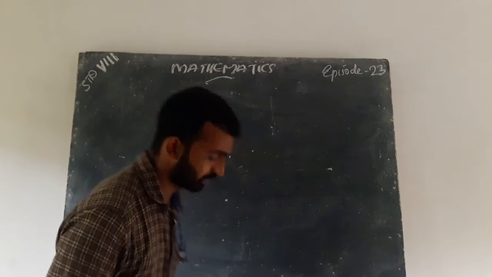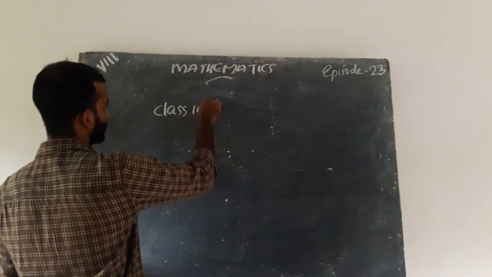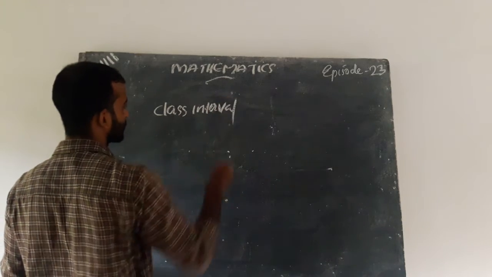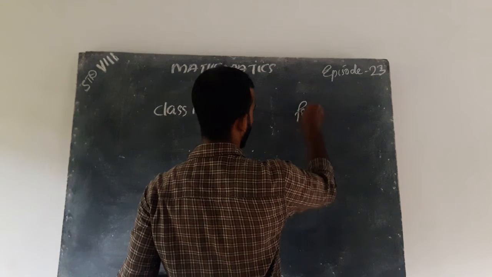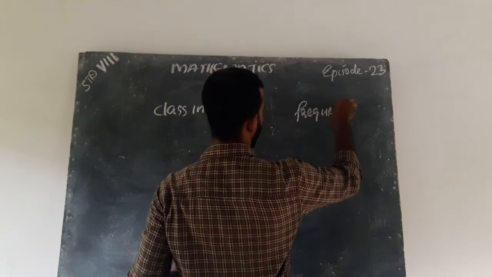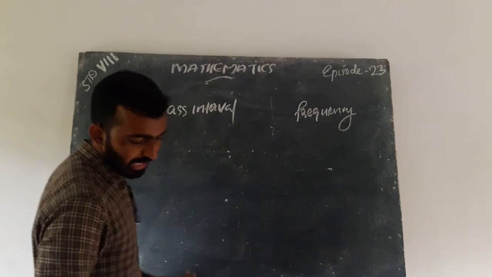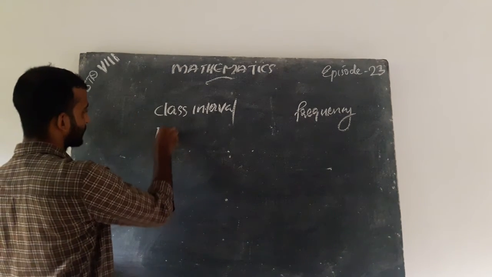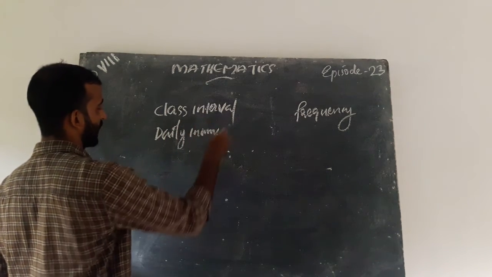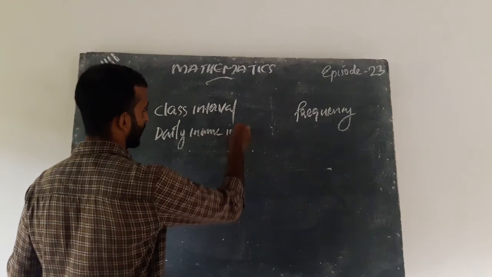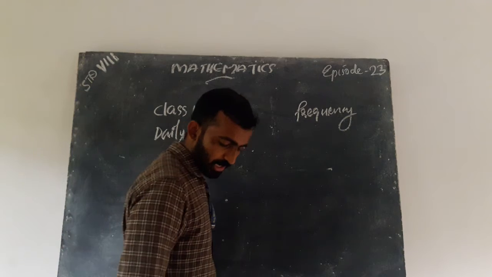Class interval, and frequency. That is daily income in rupees. This is the symbol of rupee, and frequency means number of workers.